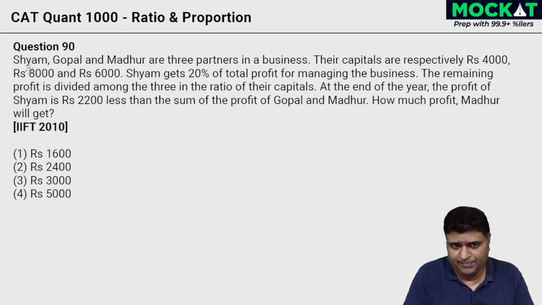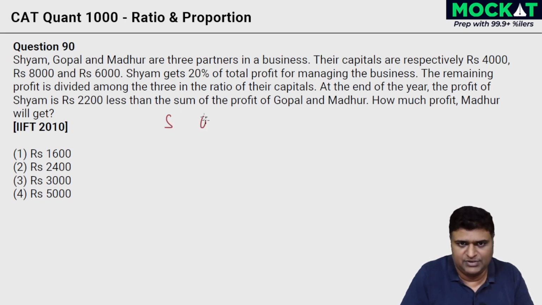On to question 90. Shyam, Gopal and Madhur are three partners in a business. Their capitals are respectively rupees 4,000, 8,000, 6,000. Shyam gets 20% of the total profit for managing the business. The remaining profit is divided in the ratio of their capitals. So all the capital has been brought in at the same time. So 4, 8 and 6. 4 is to 8 is to 6. What's the ratio? If you divide by another 2, you're going to get 2 is to 4 is to 3.